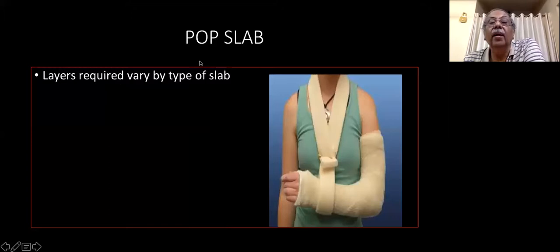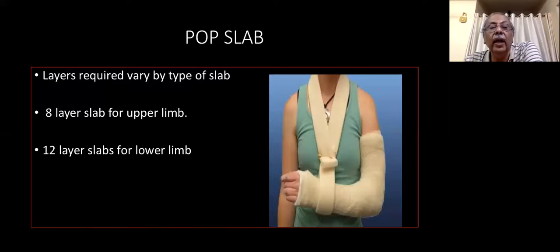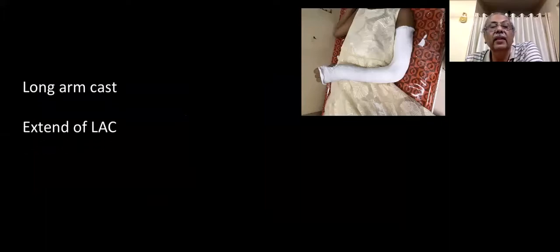Then they may ask regarding plaster of Paris slabs. How many layers of plaster will you use? An 8-layer slab for the upper limb and a 12-layer slab for the lower limb. Then regarding each of these, you should know the extent.